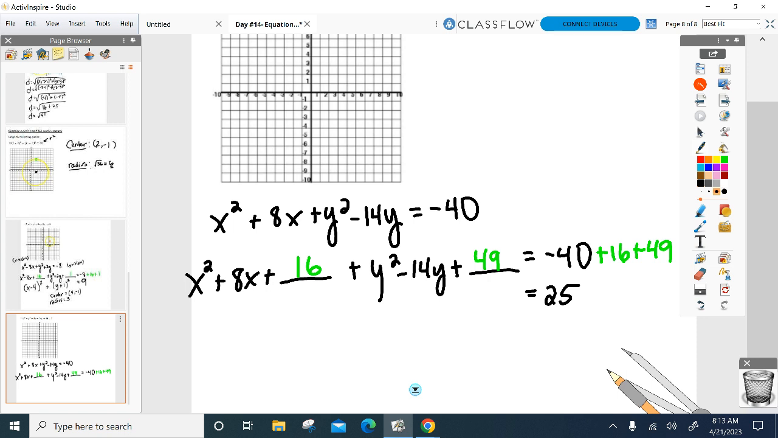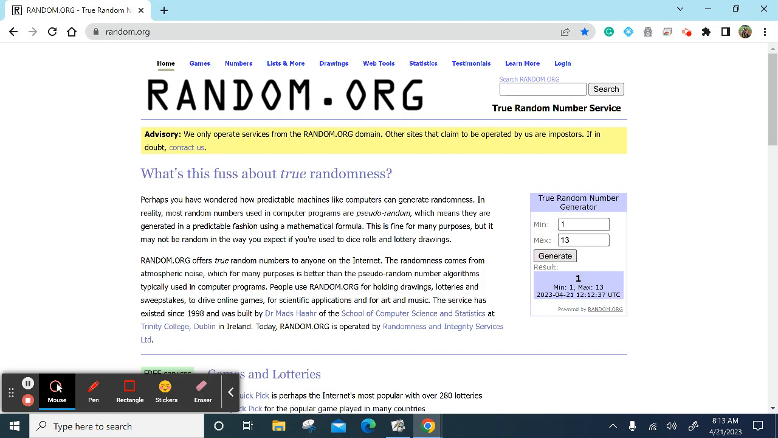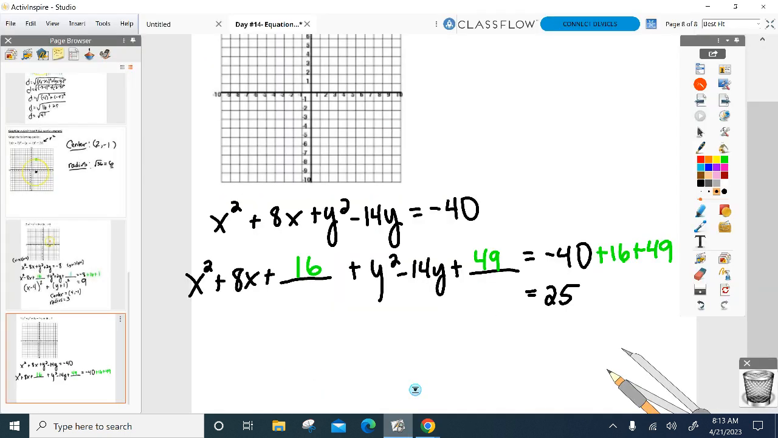All right, ready? Now you've got to factor. And remember, when you're doing this and you factor, both the parentheses should be the same. So two numbers that multiply to 16 and add to 8. What do you have there? Two numbers that multiply to 16 and add to 8. 4 and 4, right? So x plus 4, squared.